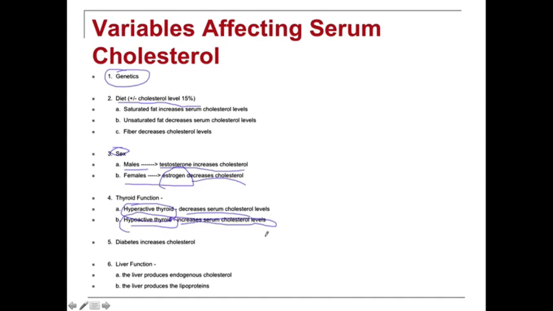Diabetes: hyperglycemia, or high blood sugar, is very damaging to the blood vessels. So if there's damage to the tunica intima, the body's going to kick out more cholesterol. And also the body will be using lipids, fats and cholesterol for energy if it's not metabolizing glucose very well.